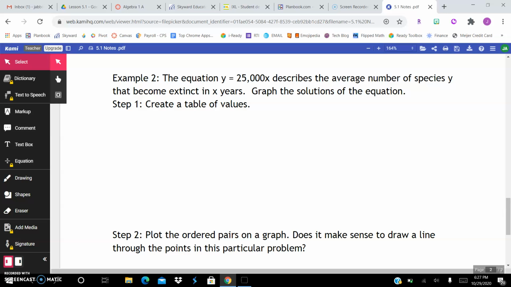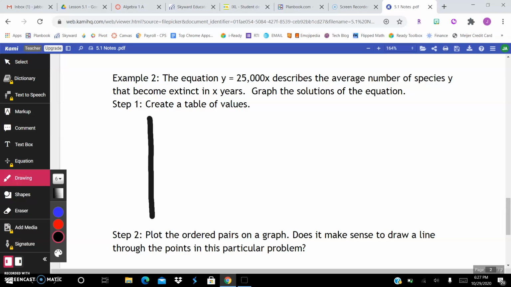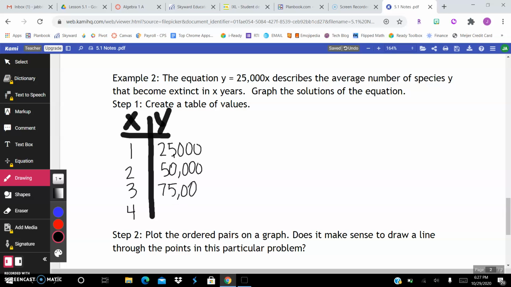We're not going to have -5 years. We're going to have 5 years. So we are only going to pick positive numbers for our chart here. So I'm going to pick 1 year, 2 years, 3 years, and 4 years. So then we're going to plug that in. We're going to do 25,000 times 1, so that would be 25,000. 25,000 times 2 would be 50,000. And then times 3 would be 75,000 and 100,000.